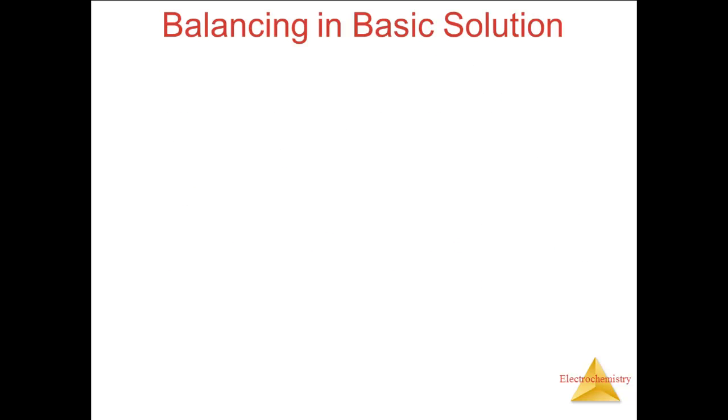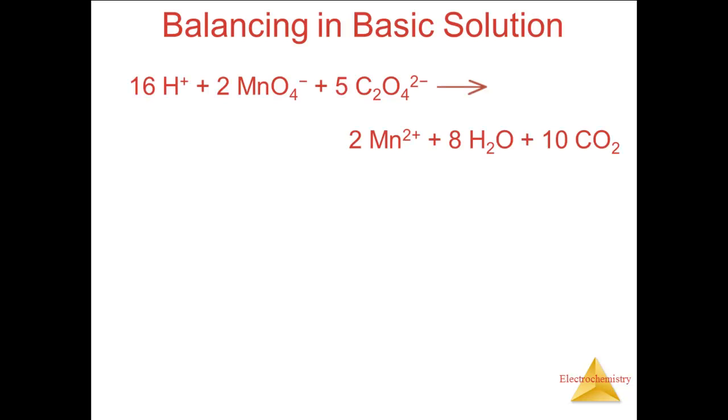Suppose the previous example had occurred in a basic solution. Up to this point, we would have done nothing different in producing a balanced equation in acid. Since we have 16 H+ in the reactants, we add 16 OH- in the reactants and in the products to maintain the balanced equation.